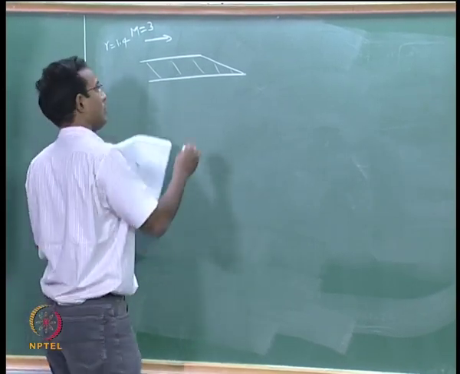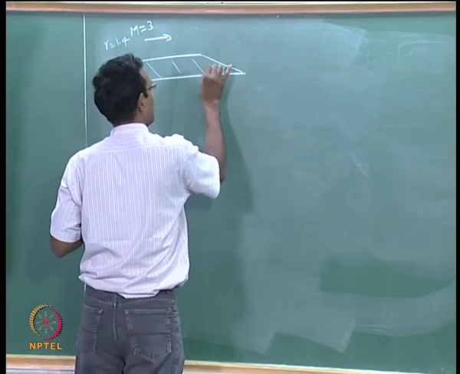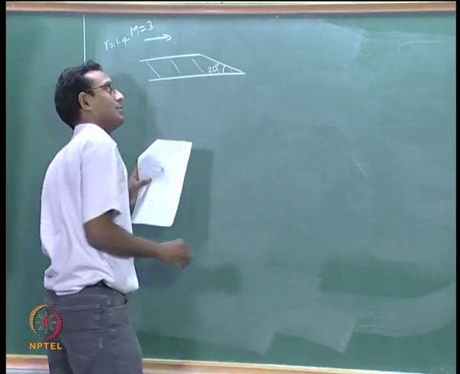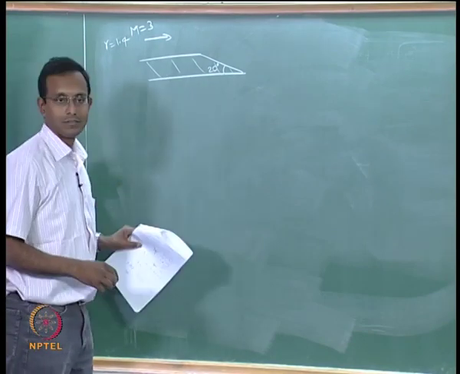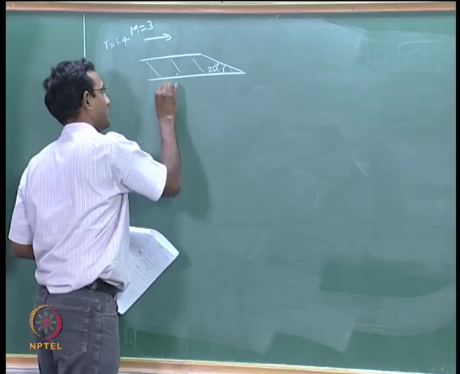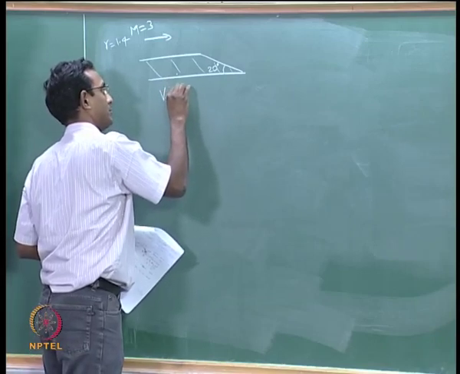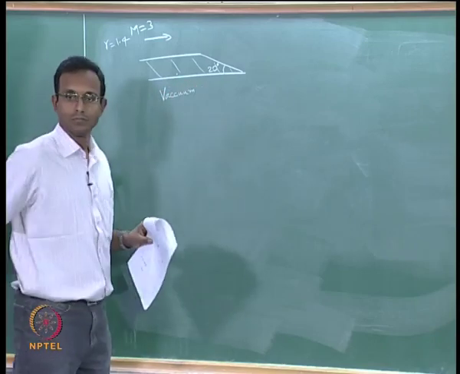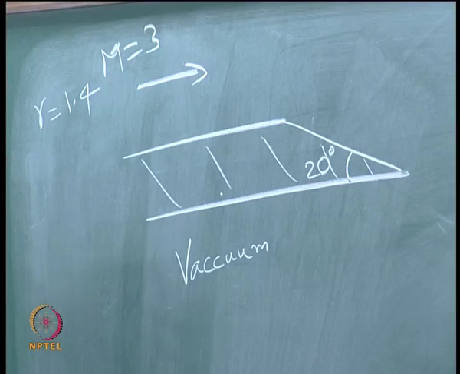Now, I am telling you that this angle is 20 degrees, the ramp angle, and I am telling that this is parallel to this. So, it is a straight section and outside is vacuum, that is the setting we have. I want to find what is the flow field here, the absolute flow field.